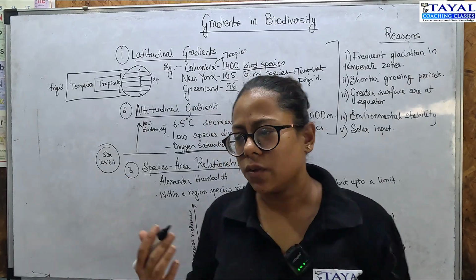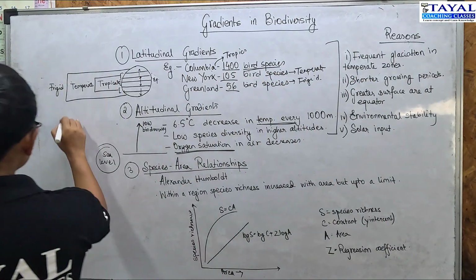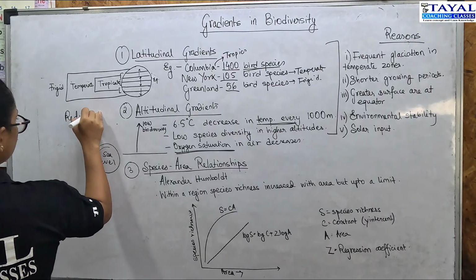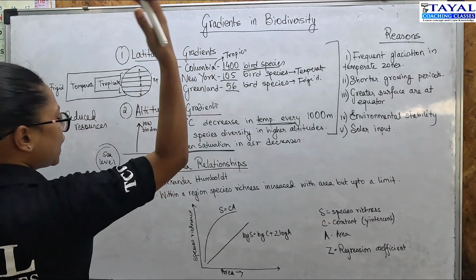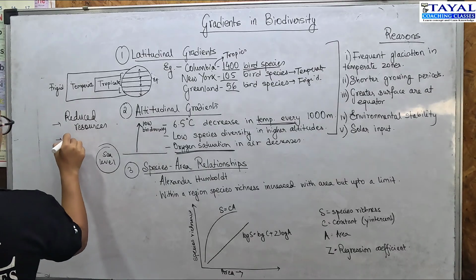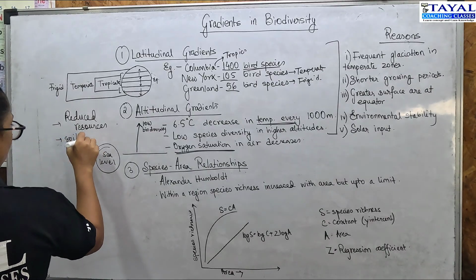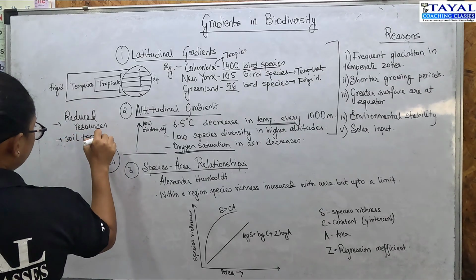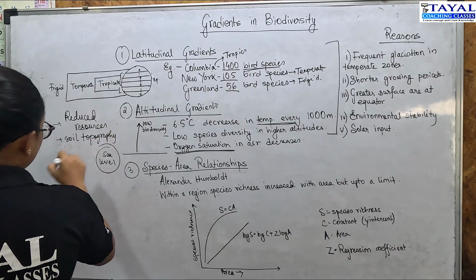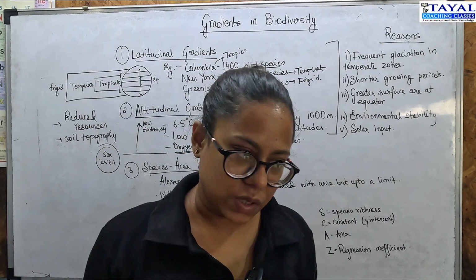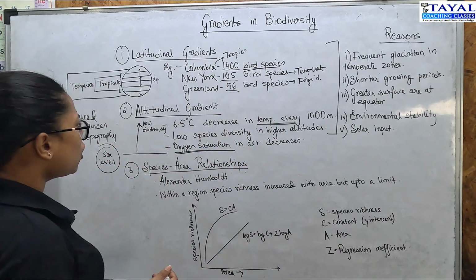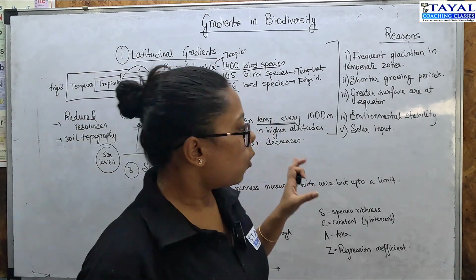Sustenance of life is more difficult because there will be reduced resources. Okay? As you climb higher, the nature of the soil will change, soil topography will change, and therefore it will be difficult for plants to grow. And without a good amount of plant cover, it's difficult for animal life to sustain. Correct? So these are common problems associated with altitude.